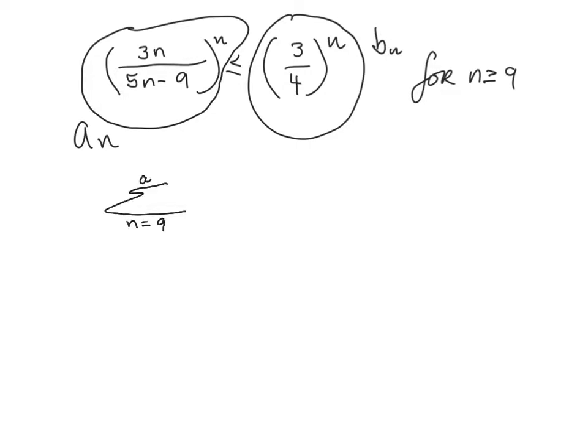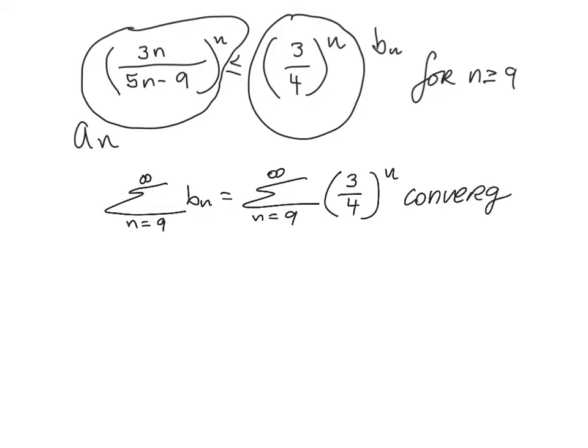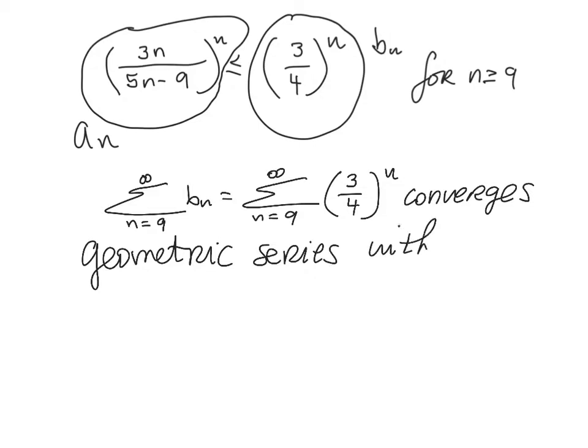So the series b sub n, which is the summation from 9 to infinity of (3/4) to the power n, we know that this is a geometric series, and this series converges because your common ratio r is equal to 3 over 4, which is of course between -1 and 1, or the absolute value of r is strictly less than 1, and that determines the convergence of this series.